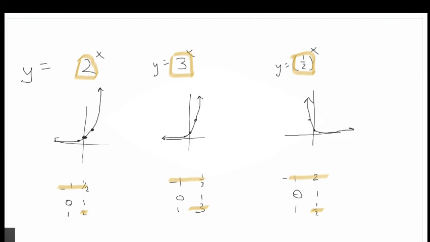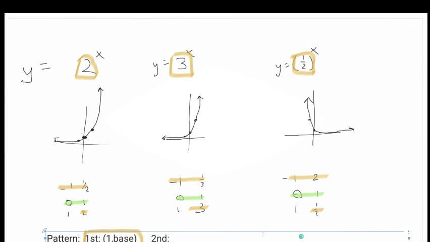First pattern, the hardest one to find, is the number. So the base appears always in the 1 position, 1 comma your base. That's one pattern. What do you notice? The second one in green, notice it's only down here. I don't care what the type of exponential graph it is, so long as it's just a parent function. Your second pattern is you're always going to have 0, 1. Because if you raise anything to the zero power, it's always going to be 1. Nothing you could do to change my mind.